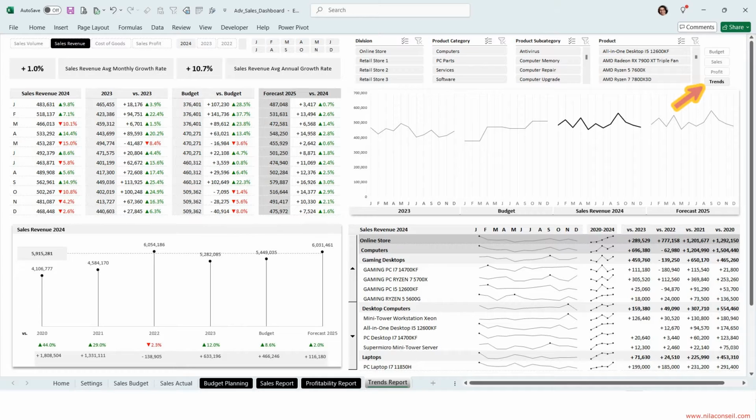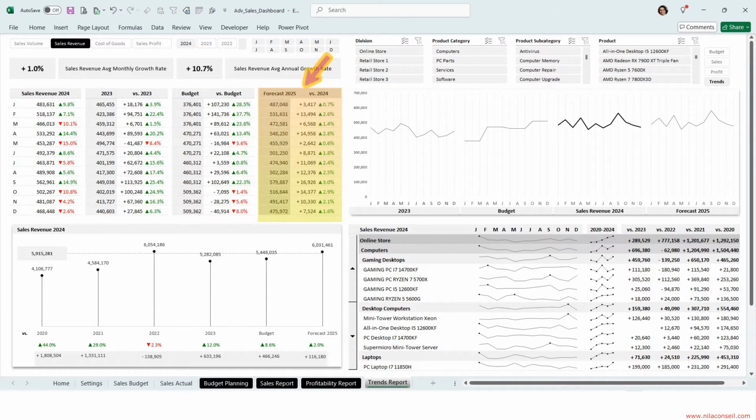Sales Trends Report allows you to visualize sales growth stats. On average, sales increase by 1% each month and 10.7% each year. This table shows month-over-month sales growth. This table compares monthly sales to past year sales. This one compares monthly sales to budget sales.